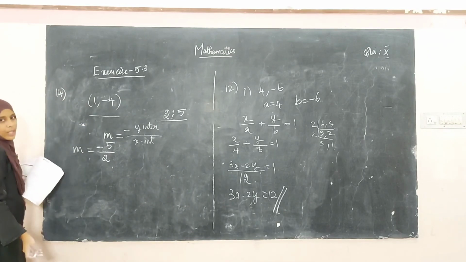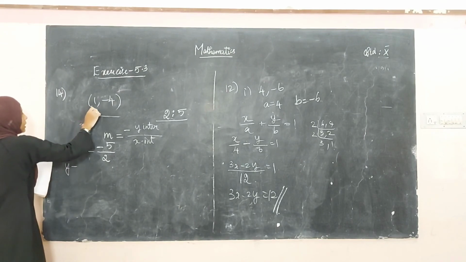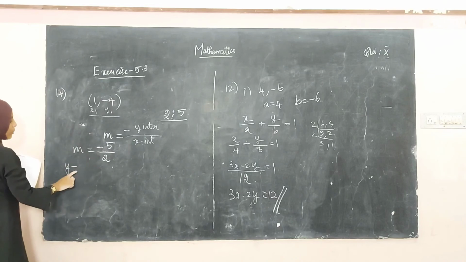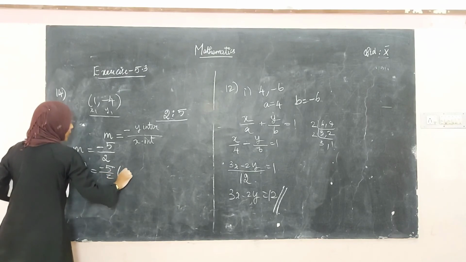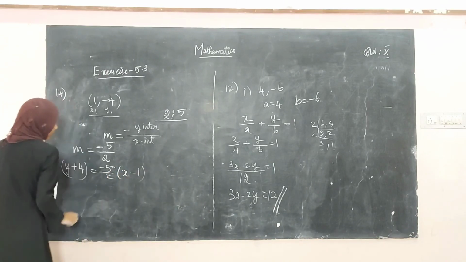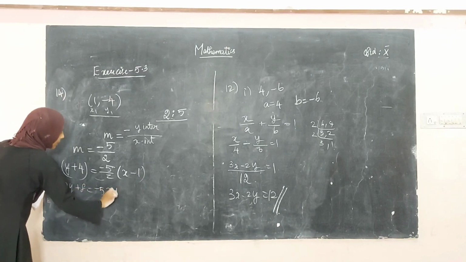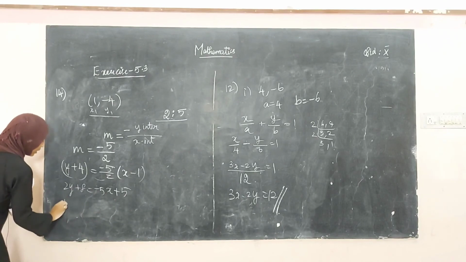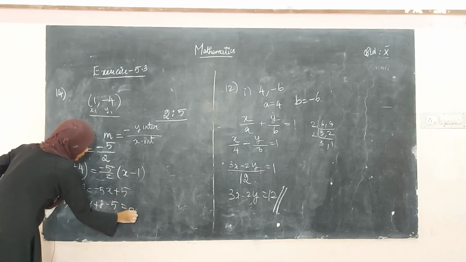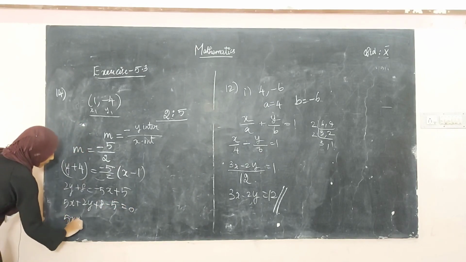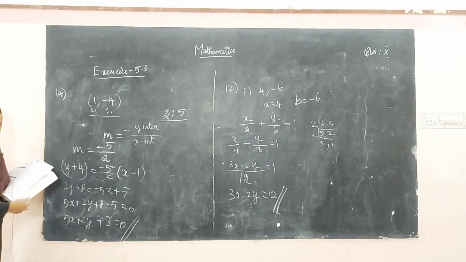So, how will you find the equation? y minus y1 equal to m into x minus x1. What is y1 here? This is x1, y1. y1 is minus 4. So, minus of minus 4 is plus 4 equal to m is minus 5 divided by 2 into x minus, what is x1? It is 1. Now, cross multiply. 2y plus 8 equal to minus 5x plus 5. So, bring these two terms to this side. 5x plus 2y plus 8 minus 5 equal to 0. So, the answer is 5x plus 2y plus 3 equal to 0. So this is the required equation of the straight line.